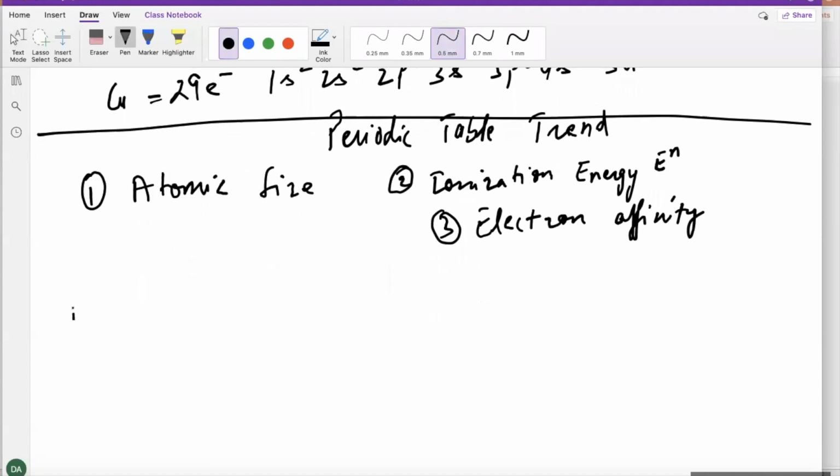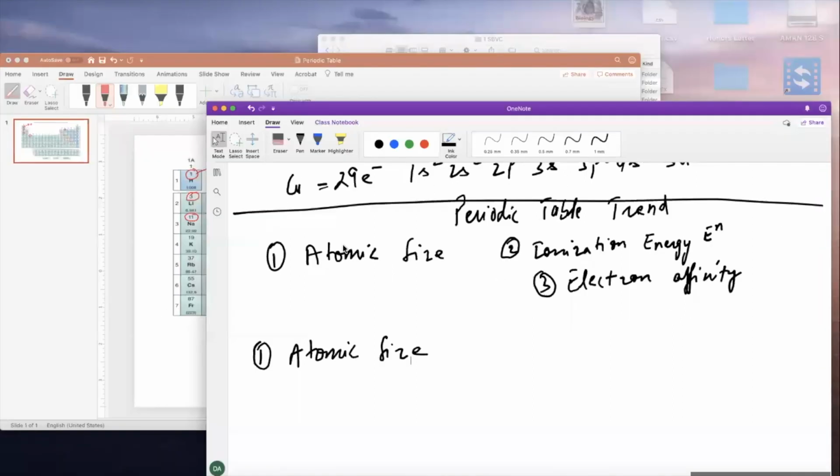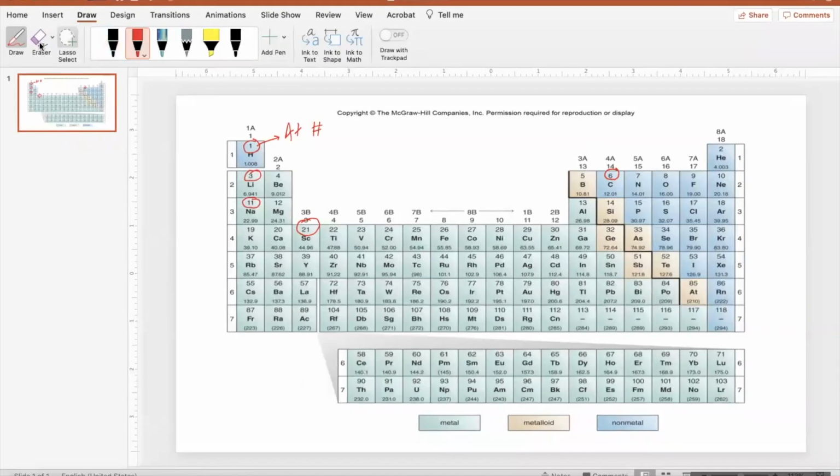The first one is atomic size. So guys, we basically need to look at the periodic table and decide what happens to the size of the atoms when you go from left to right. So the question is, when you start from the left-hand side of the periodic table, let's say hydrogen and then helium, which one do you think is going to be bigger in size? So again, try to think in your head. Who is bigger, hydrogen or helium?